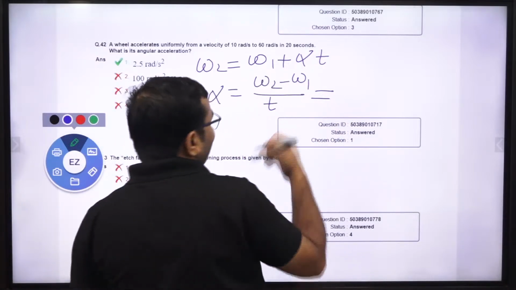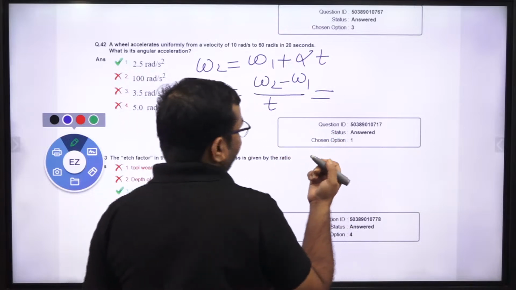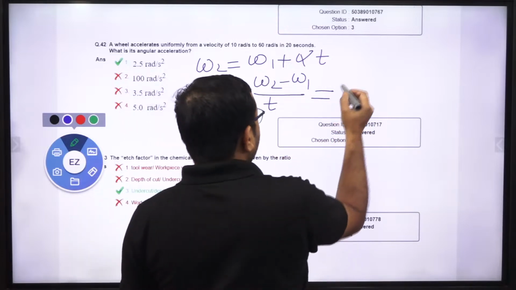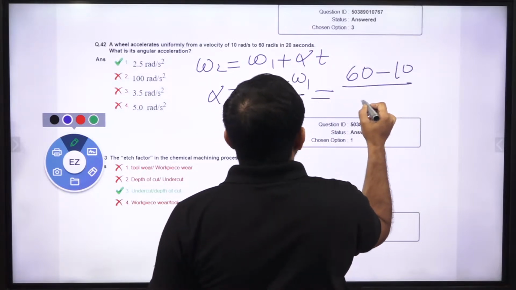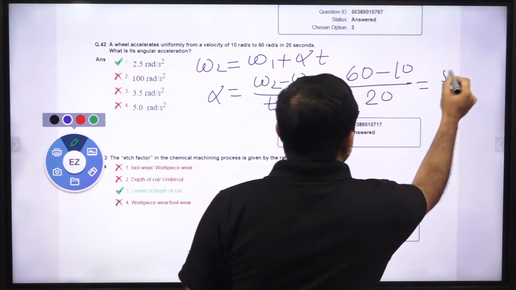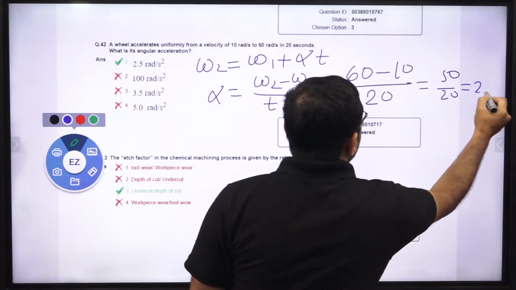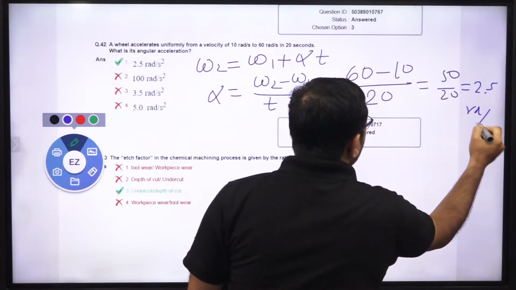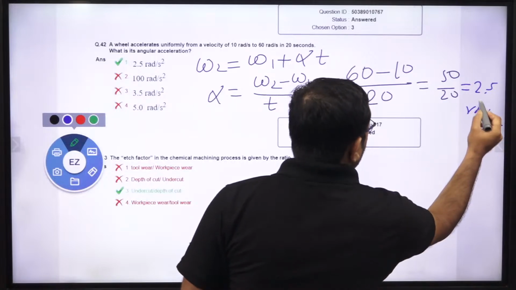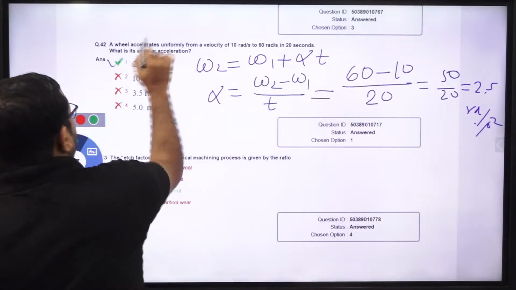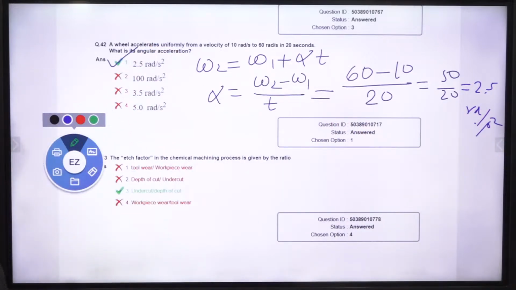This is the law for uniform acceleration, for rotation actually. So here we have 60 minus 10 over 20 seconds, so 50 by 20. This is 2.5 radian per second, sorry, per second square, not per second. Radian per second square. So the correct answer is option 1.